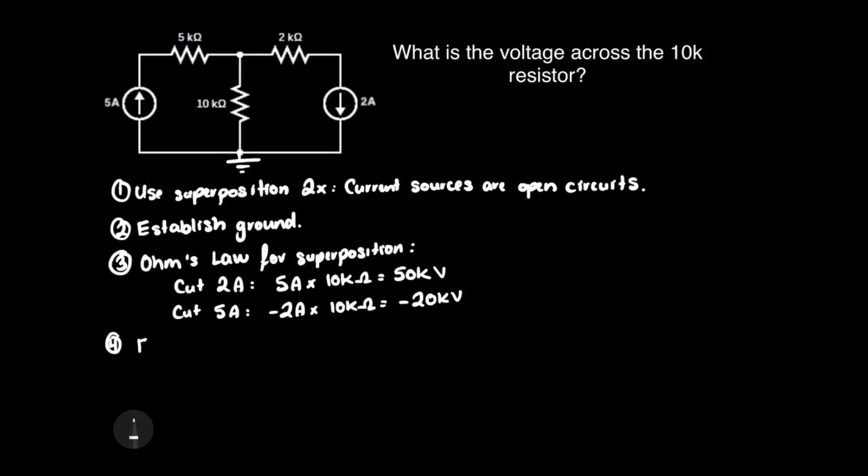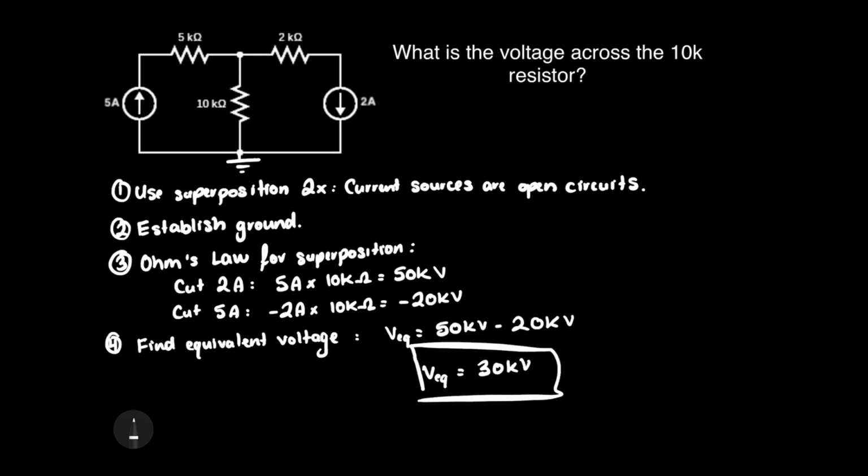Finally, in step number 4, all we do is find the equivalent voltage by adding up the two values in step number 3. The equivalent voltage is going to equal 5 kilovolts minus 20 kilovolts equals 30 kilovolts, which is our final answer. So in this question, we successfully applied the superposition rule twice, and we have to know that the current sources are open circuits, especially when we turn them off using the superposition principle.